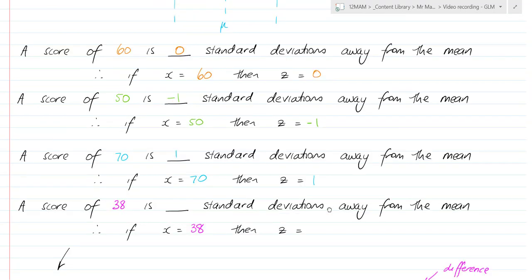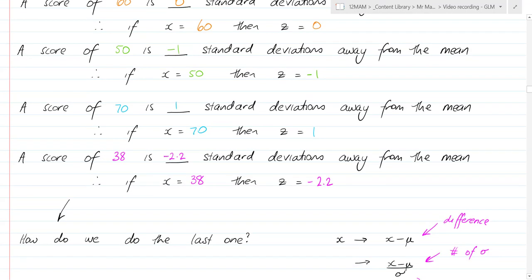And now we're on to the score of 38, which is actually a pretty tough one. So I'll do this one, and then we'll talk about why in a moment. So 38 is actually 2.2 standard deviations below the mean, because the mean is 60, and therefore the z score is negative 2.2. And the question is, how did we do the last one? And the answer to that question is that I'm looking for a z-score, and as I've said a few times, the z-score represents the number of standard deviations above or below the mean.